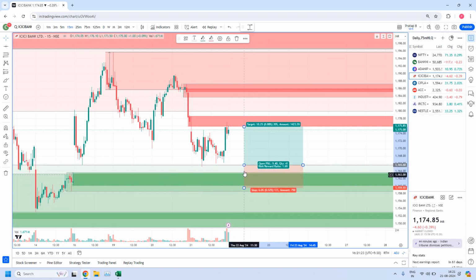See, exactly this is the risk you have to handle. If you add this risk, what is the RR you are getting? 1:1.69 you are getting. Your RR, you don't have sufficient RR. If you want to get at least 1:3 RR, where do you have to take entry?